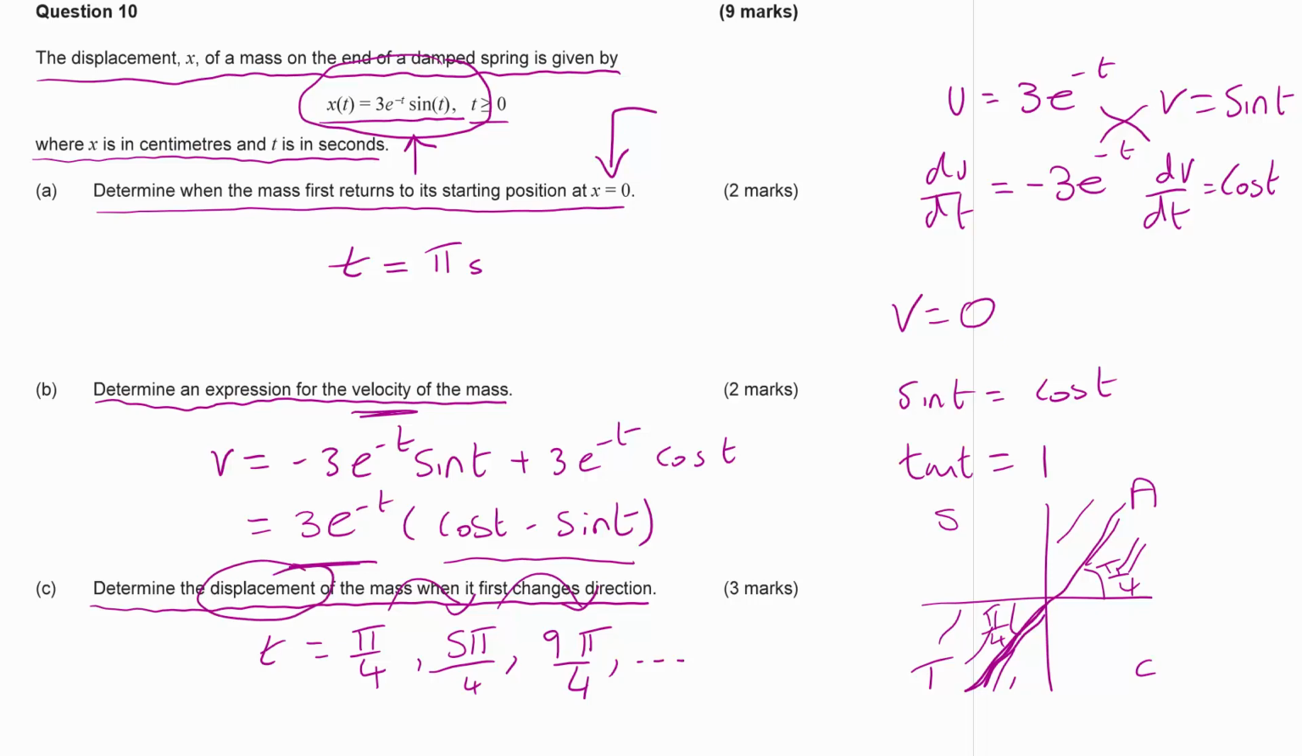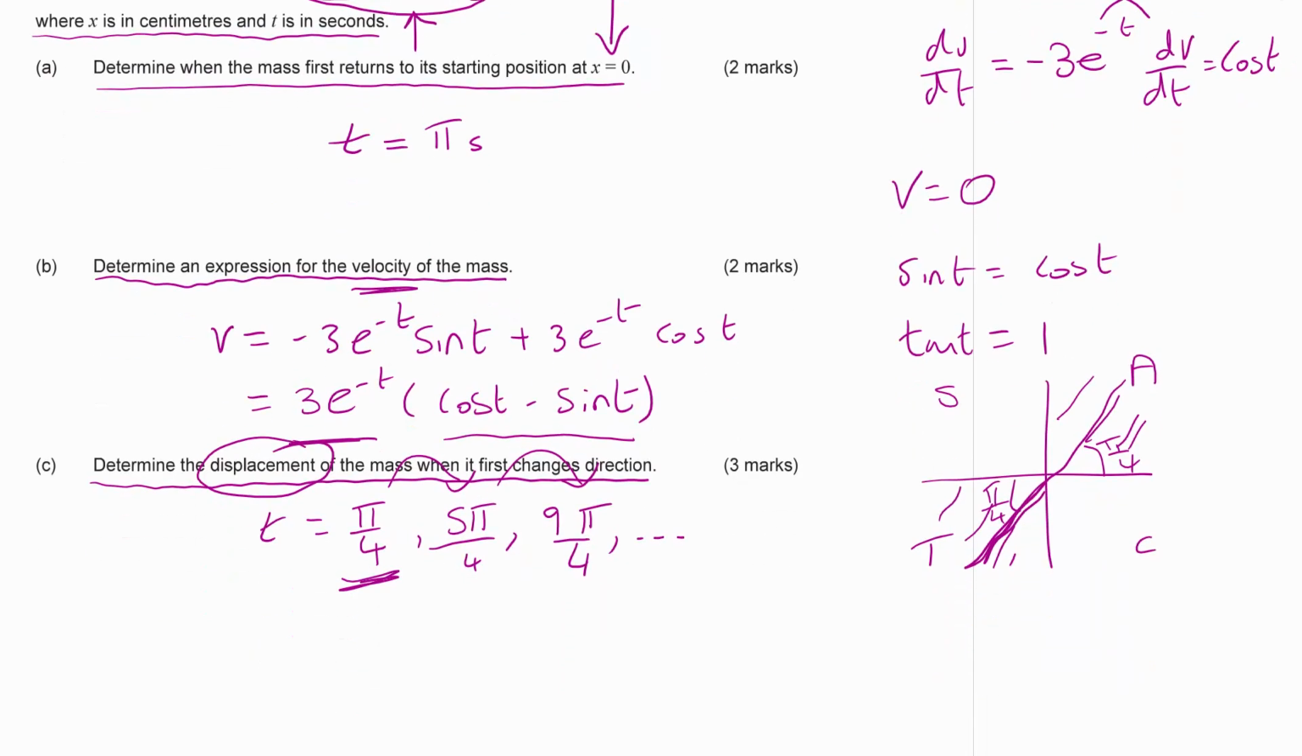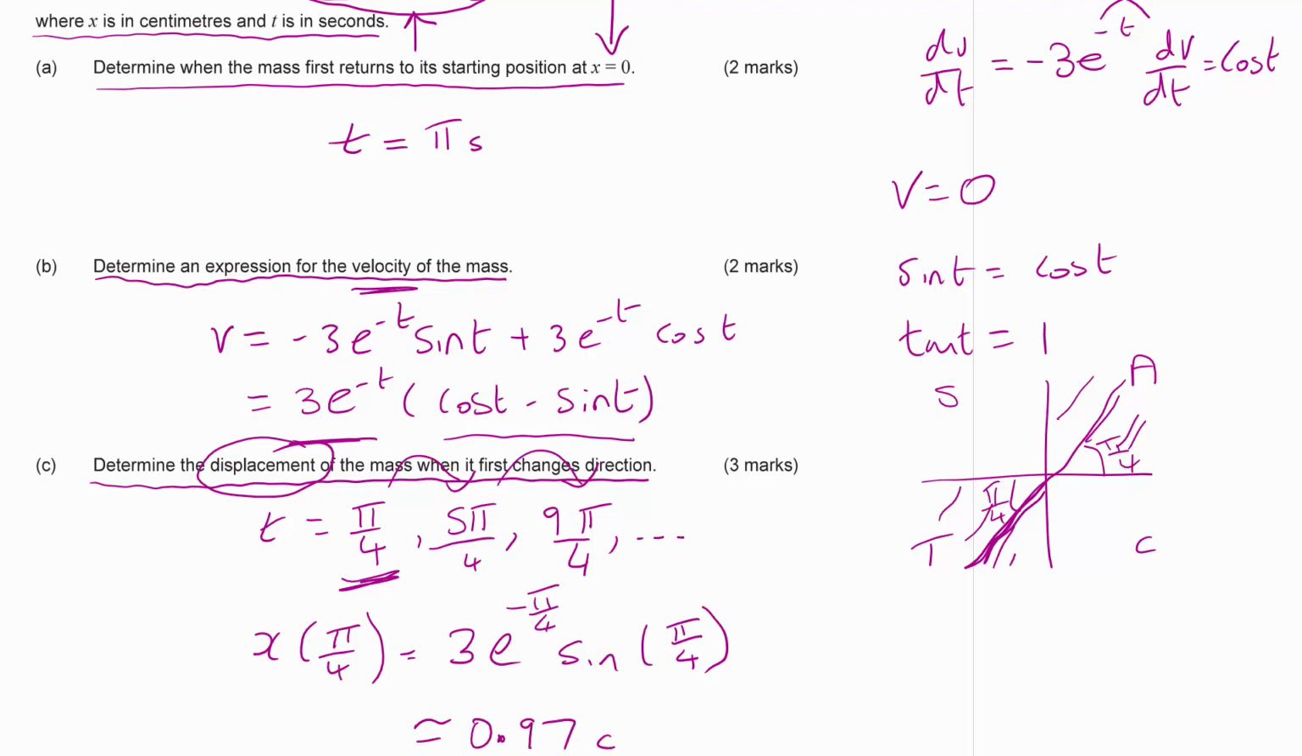So if we want the displacement when it first changes direction, which is at pi by 4, that is just going to be x of pi by 4. Substituting that into the expression for x, we get 3e to the negative pi by 4 sine of pi by 4. And we can just put that into the calculator. It's approximately 0.97, and the units here are centimetres.